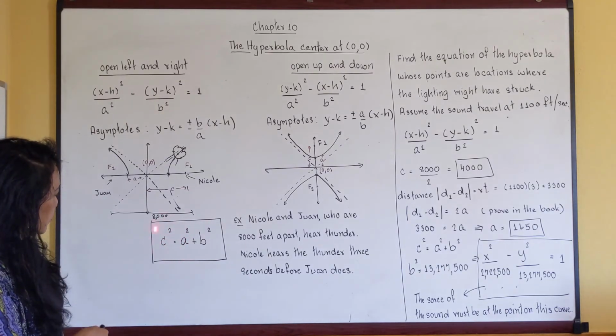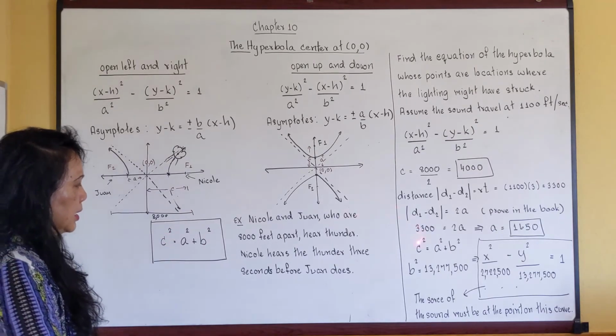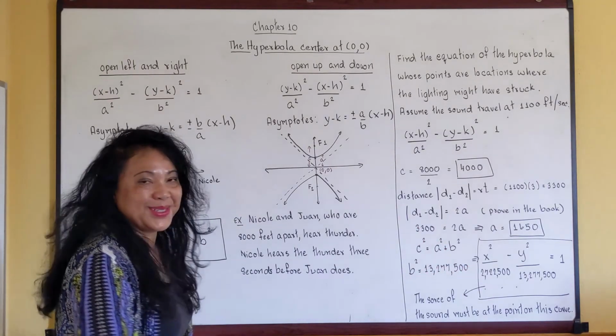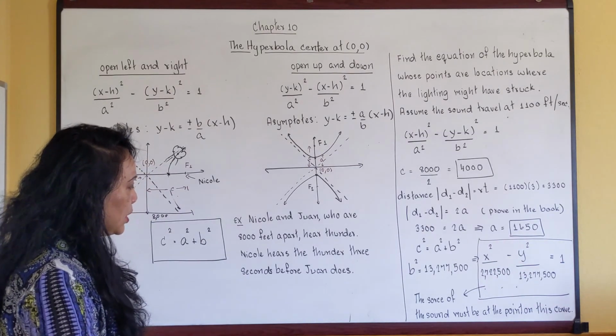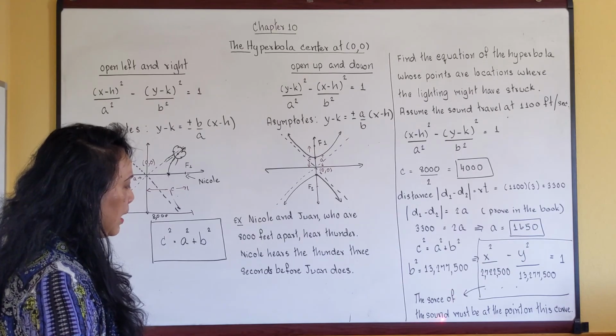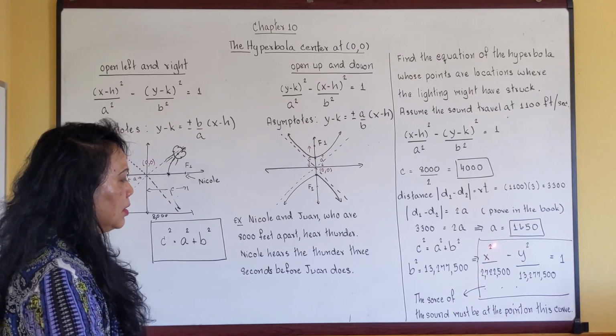And again, I have my c, I have my a. I'm going to use this formula to get my b. And I did, and my b is this big number here. And the formula should be this one, which means that the source of the sound should be at a point on this curve.